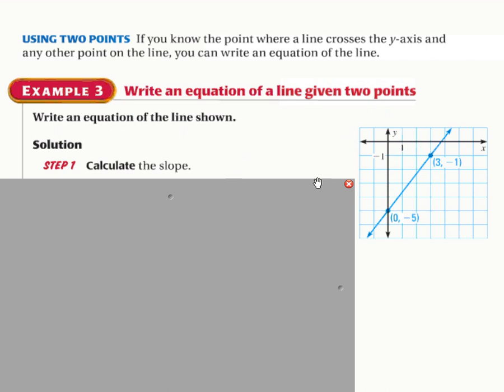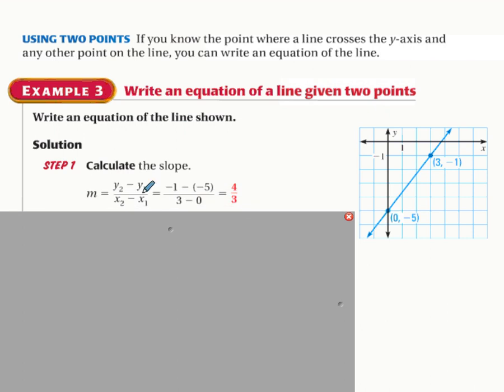Okay, but if I was not given this graph, and I was just given (0, -5) and (3, -1), remember that slope formula, this one right here, this is very important, okay? I can plug in my information to that, and again, I get the same slope I had counted off by looking at the picture, 4/3, okay?